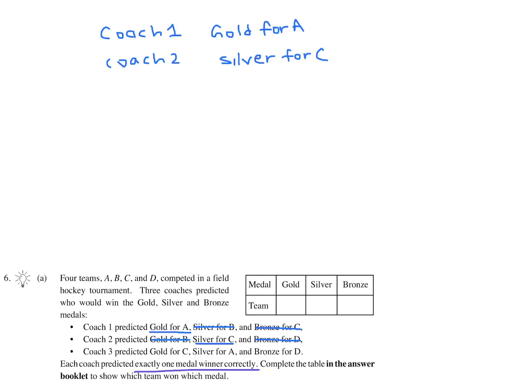Now, let's turn our attention to Coach 3. Coach 3 has gold for C. Well, gold can't be for C because gold is for A. So that's wrong. He has silver for A. Well, silver is for C, so that's wrong. And he has bronze for D. Can D get the bronze? Bronze for D.